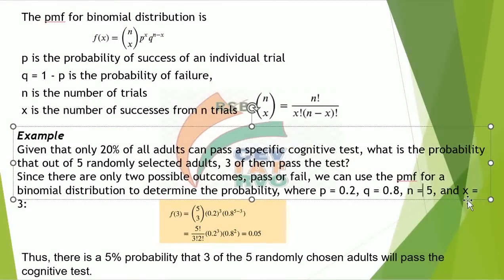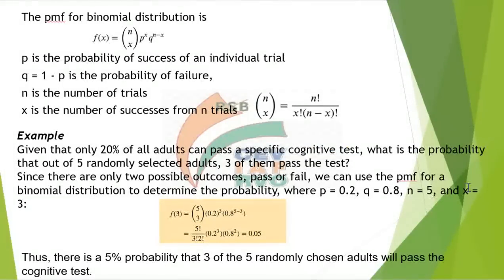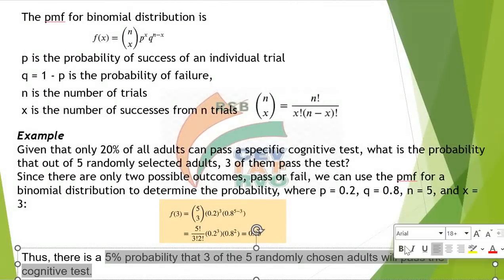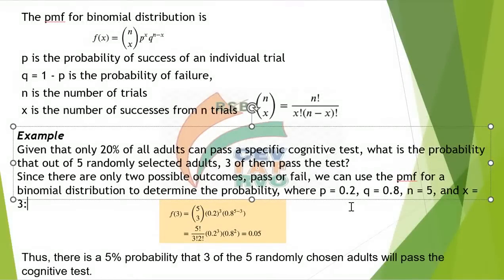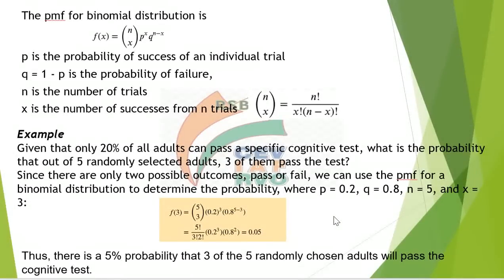And you have to check for 3, how many persons pass the test. That is x, it is 3. So you put all the values in this formula, and it comes out to be 0.05, meaning there is a 5% probability that 3 out of 5 randomly chosen adults will pass the cognitive test. This is how you can calculate the discrete probability distribution.